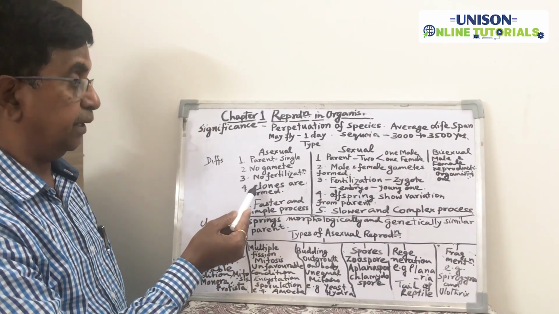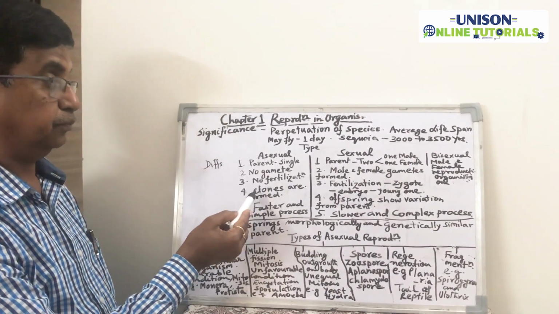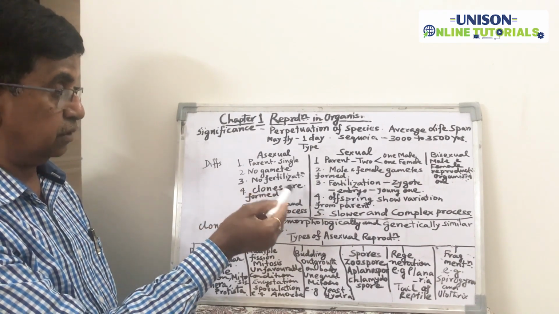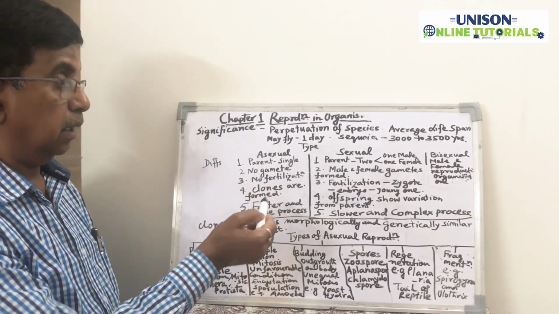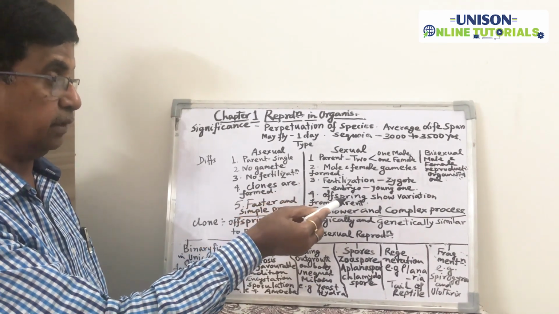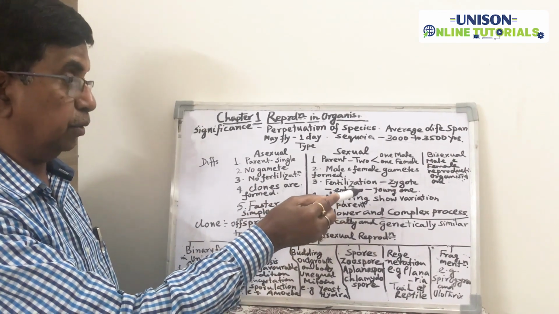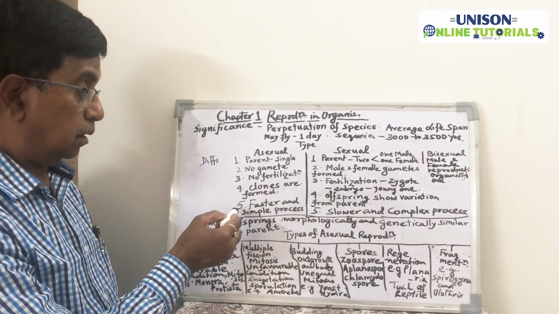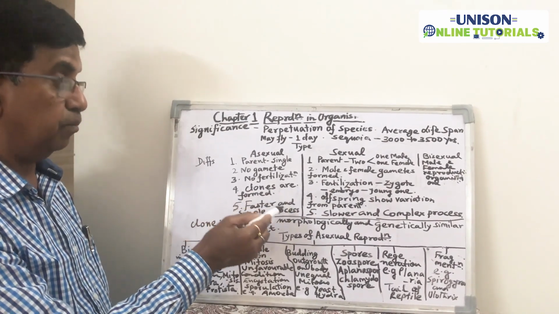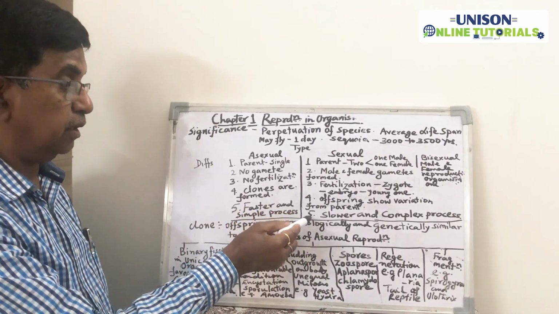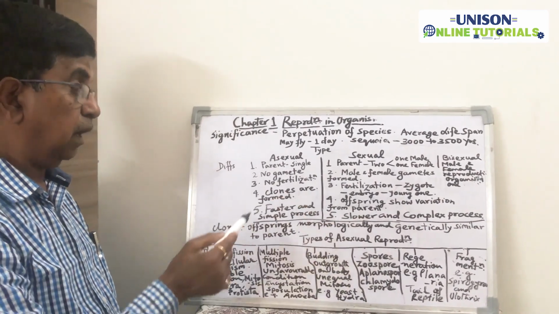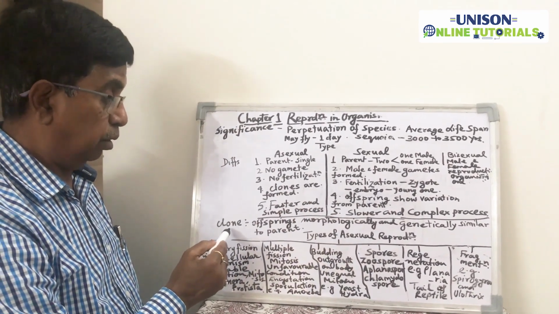In asexual reproduction, clones are formed. We will discuss the differences between sexual and asexual reproduction after this. What are clones? In sexual reproduction, offspring show variation from parents, so they do not produce clones. Now, the fifth point is that asexual reproduction is a faster and simpler process, whereas sexual reproduction is a slower and more complex process. Then we come to what is a clone.